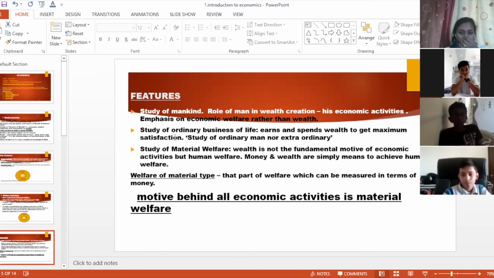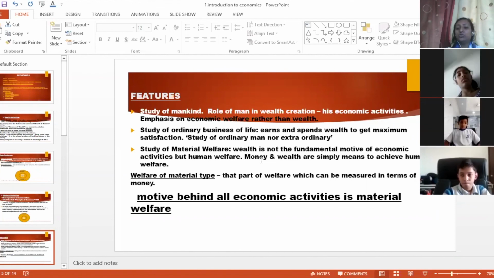His main goal is that he earns and he spends that wealth to get maximum satisfaction, to satisfy all his wants. Then third is the study of material welfare. In this, wealth is not the fundamental motive. That is not the end of economic activity, but human welfare. Money and wealth, both he considered simply as a means to achieve human welfare.